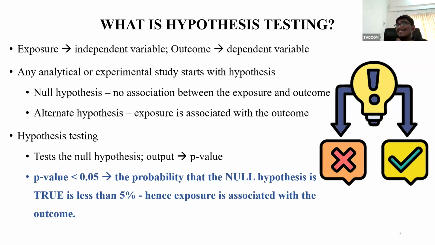And if the p-value is less than 0.05, it means that our null hypothesis has to be rejected. And we can say that there is association between the exposure and the outcome, or it in turn means, as p-value is the probability value, that for the null hypothesis to be true, that is no association between the exposure and outcome, there is only 5% chance for this occurrence to occur.